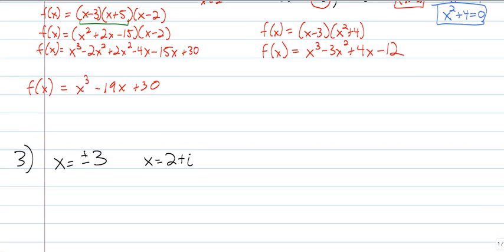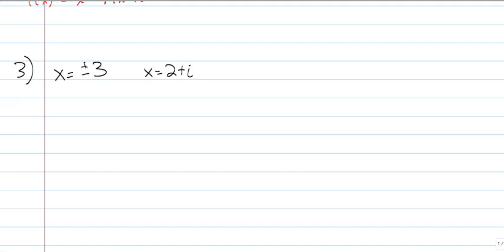Same thing for this next one. Last thing we're going to do. This imaginary piece also has a second piece to it. Remember, there's 4. So this final polynomial, you should be able to tell me, will have 4, or it'll be x to the 4th. Because we have plus and minus 3, so that's 2 answers. We have 2 plus i, and then we should also have 2 minus i. We should always have its conjugate.